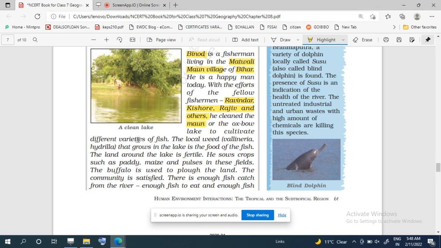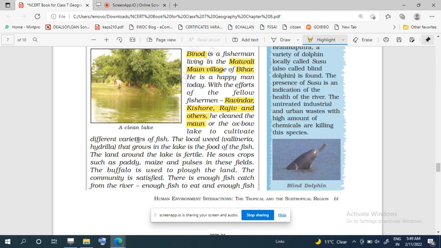And then in the lake there grows a local weed called Vallisneria, Hydrilla, Vallisneria and Hydrilla, these kinds of local weeds which used to grow naturally in the lake, which become food for the fish. So they knew that Hydrilla and Vallisneria are present in the lake, so if they clean the lake, then it will be very beneficial for the cultivation of fish.